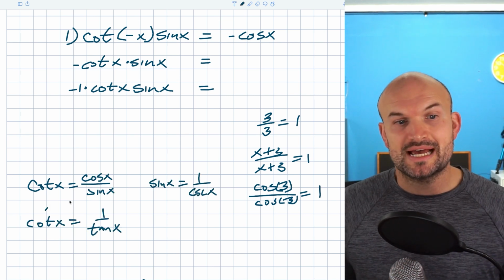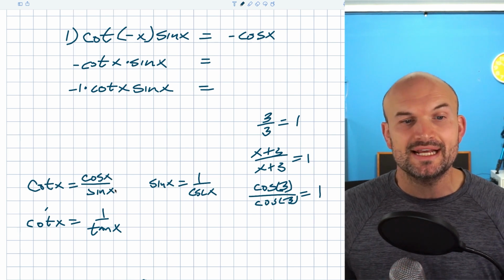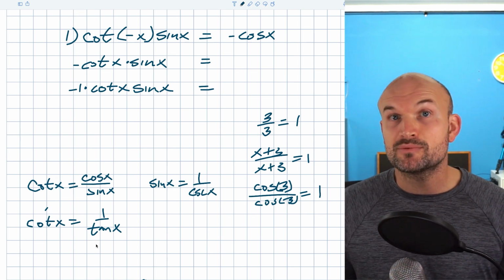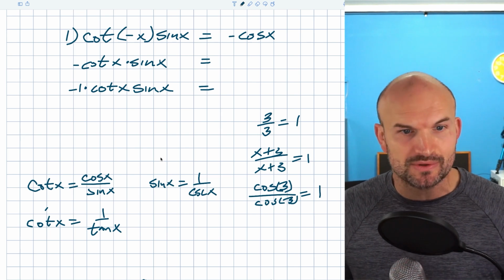Okay, so in this first example, you can see cotangent of x equals cosine of x over sine of x. That's the quotient identity. But I could also write cotangent of x as 1 over tangent of x, right? That's the reciprocal identity. Or I could rewrite sine as 1 over cosecant of x, which is also the reciprocal identity.